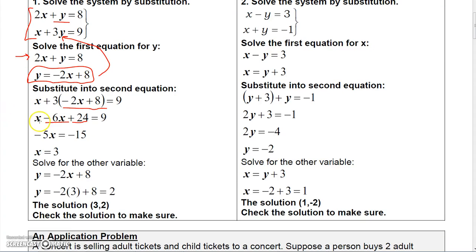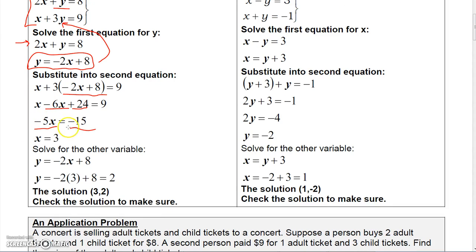And if you take x and add it to negative 6x, you get negative 5x. And in case you're wondering where I got negative 15, I actually subtracted 24 from both sides, to get rid of this 24. So 9 minus 24 is negative 15. And then if you divide both sides of this equation by negative 5, you'll get your answer for x. So divide negative 5 into negative 5x, you get x, and divide it into negative 15, and you get 3. So that's x equals 3.